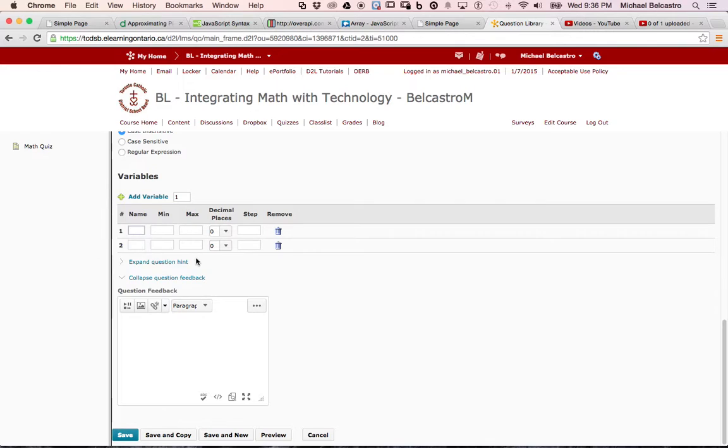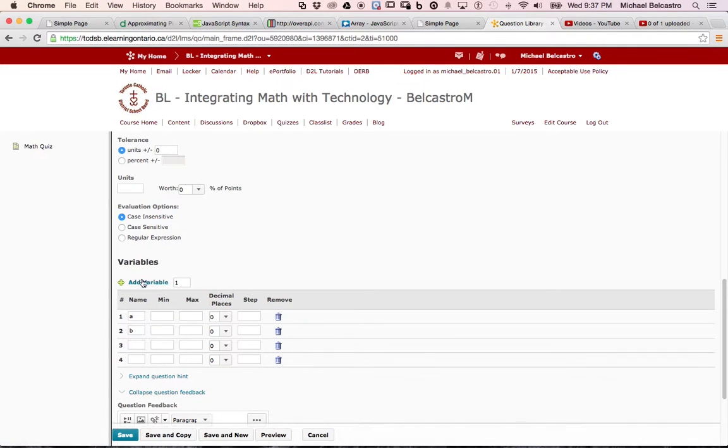It might be the first thing you want to do. I might say I want 3 variables. So variable A, variable B, and I'm going to add one more variable. I can add 2. And in fact, you know what? Let's add 2 just to show you that idea. So we have variable A, B, C, and D.